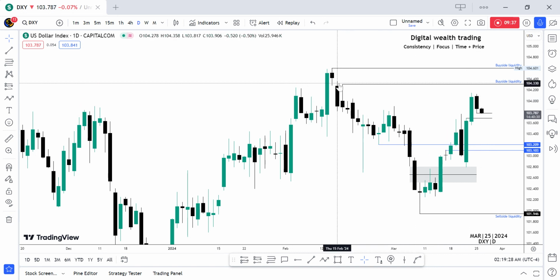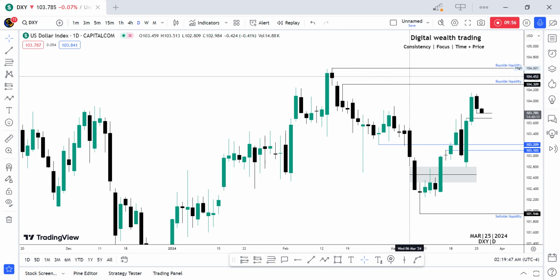Then, if you go on a lower time frame, the 4 hour, we're going to see that this particular area is a buy side liquidity. It's a swing high, because we don't use any kind of area as a liquidity. We only use swing highs and swing lows, old highs and old lows.